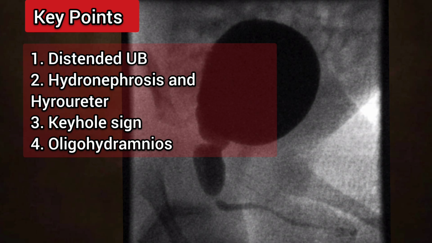So the important things on the ultrasound you have to remember are the distended urinary bladder with the hydronephrosis and hydroureter, and the second thing is the keyhole sign, and the associated feature is oligohydramnios. So remember all these things to accurately diagnose the posterior urethral valve.